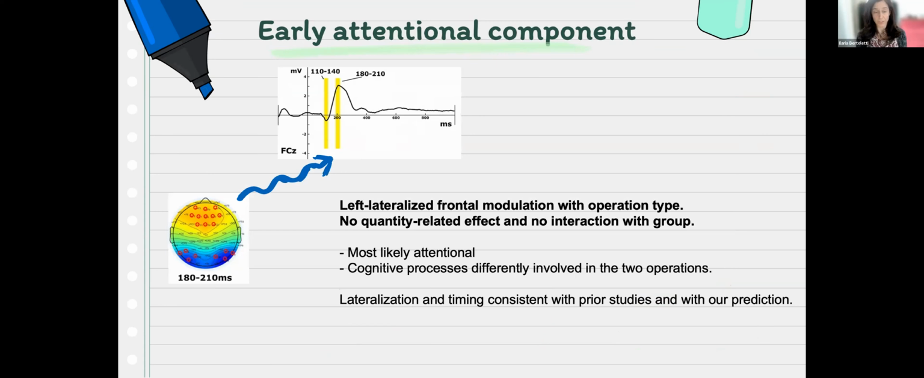So we found a first early component that was left lateralized and showed modulation with operation type. And this component showed no quantity related effect and no interaction with group. Therefore, we suppose that this component is most likely an attentional component supporting cognitive processes that are differently involved in the two operations. The lateralization observed and the timing is consistent with prior studies and with our general predictions.